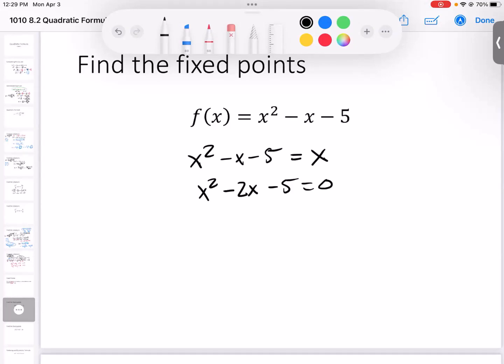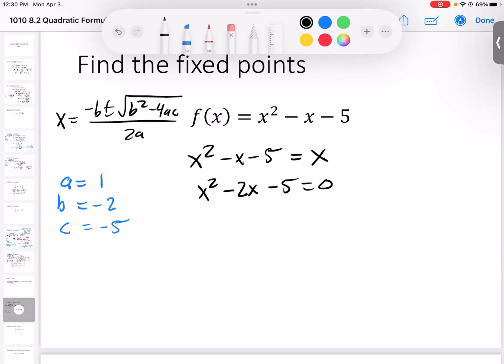So you could do the quadratic equation, and then you would say in this equation, a equals 1, b equals negative 2, and c equals negative 5. And then you would plug those values into the formula, negative b plus or minus the square root of b squared minus 4ac, over 2a. And I think in this case you might end up with an imaginary number. But that's how you find fixed points.